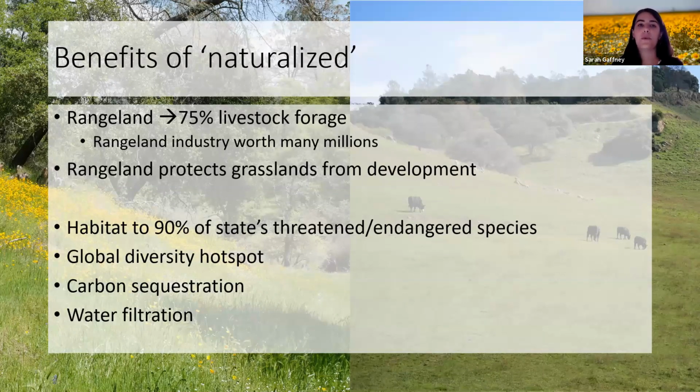And rangeland is also very important because it's protecting our grasslands from further development. We have less than 1% of our grasslands left in the state. So, protecting our rangeland means that we're protecting our grasslands. And even though so many exotic species are dominating these grasslands, they still are habitat to 90% of our state's threatened and endangered species, and they're considered a global diversity hotspot. So our California grasslands have some of the most species compared to any other place in the world. And then they do services such as sequestering carbon and filtering our water.